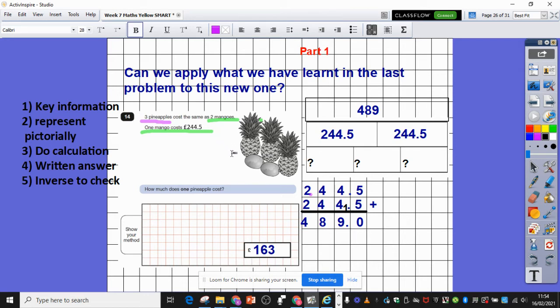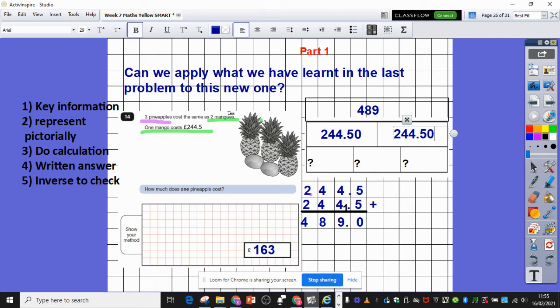Okay, so what we're going to do now is do a bar model to represent it so far. I know that 1 mango costs £244.50. And that's £244.50. Now, I'm just going to put a 0 there so that you know, because in pence we've either got to distinguish whether that would be 5p, in which case it would be 0.5, or whether it would be 50. So it's going to be £244.50. Okay, so I know if I add those two together to get the cost of 2 mangoes, it's £489.